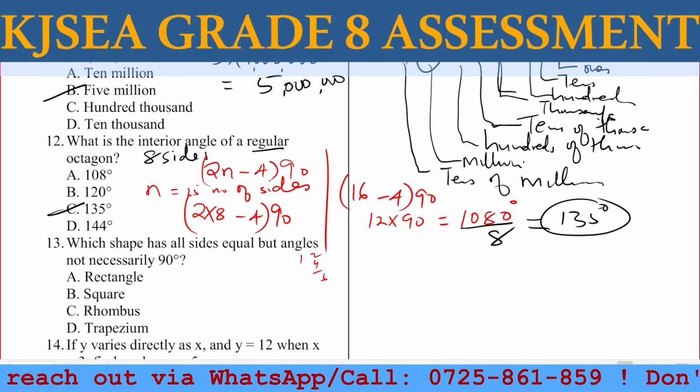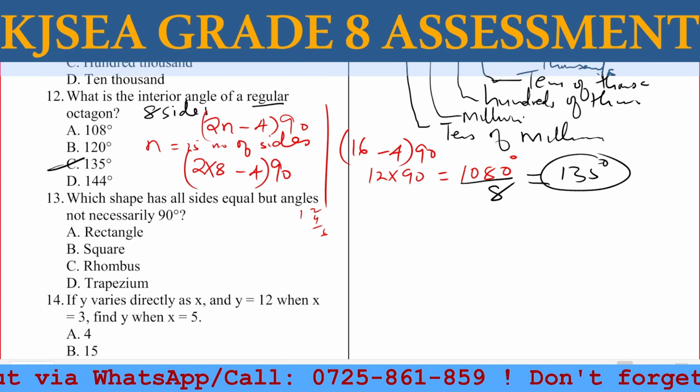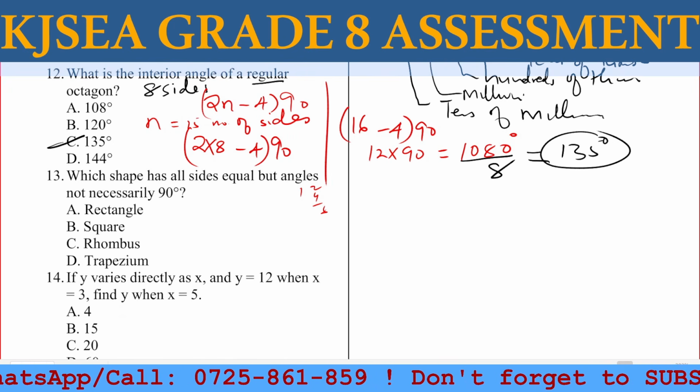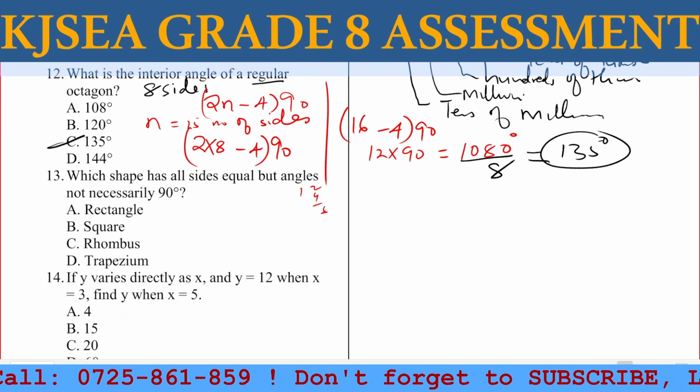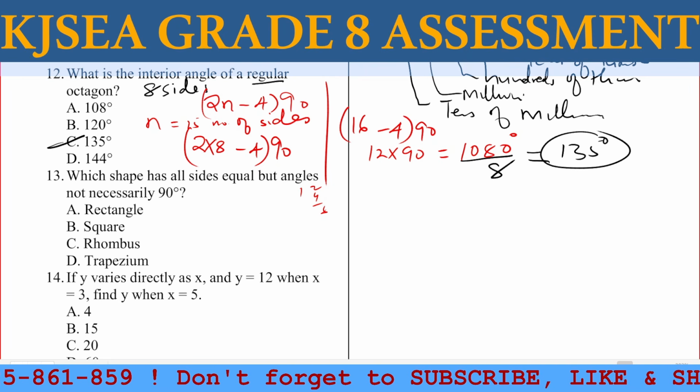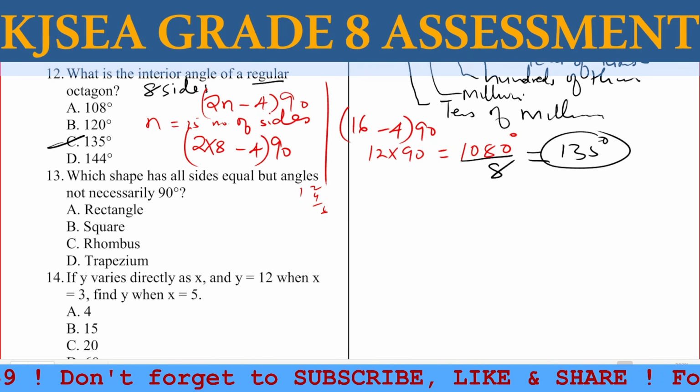So 135. Question 13. Which shape has all sides equal but angles not necessarily 90 degrees? So we look at the options one by one.